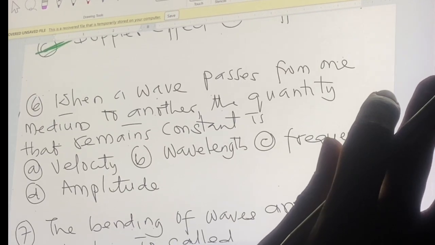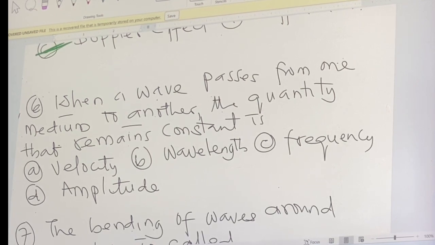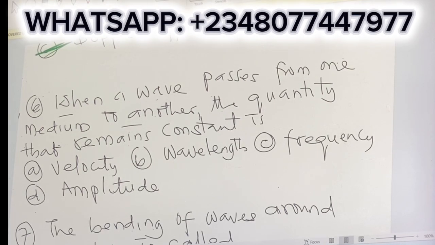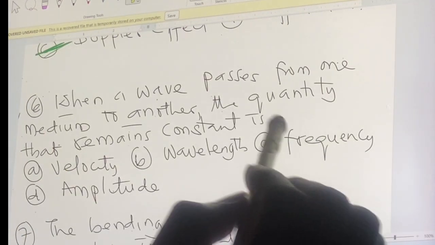The next question here, they said when a wave passes from one medium to another, the quantity that remains constant is. So if a wave is passing from one medium to another, if it is light, we call it refraction of light. If it is wave, we call it refraction of wave. So in either refraction of wave or refraction of light, what remains constant is the frequency. So the answer here is frequency.